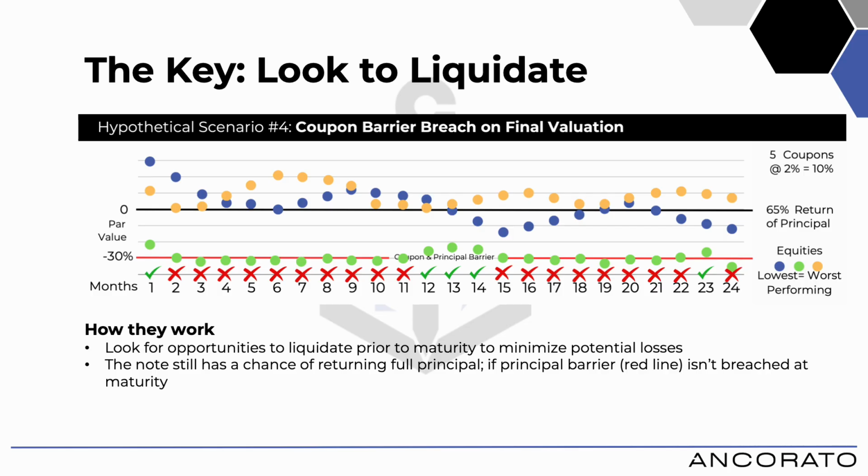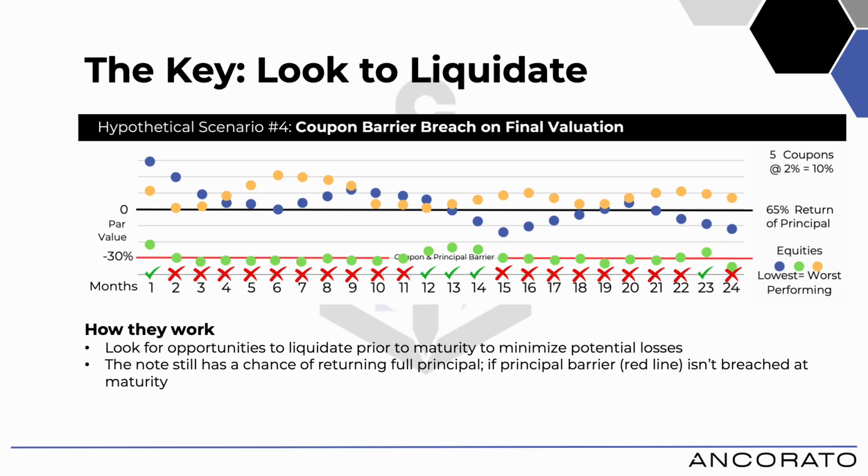However, if one of the underliers is below the 30% principal barrier on the maturity date, let's say it's down 35%, the bank will return 65% of the original principal. This is the only scenario where principal loss could occur with these type of notes. That's why it's important to not overreact to short-term values on your statements.